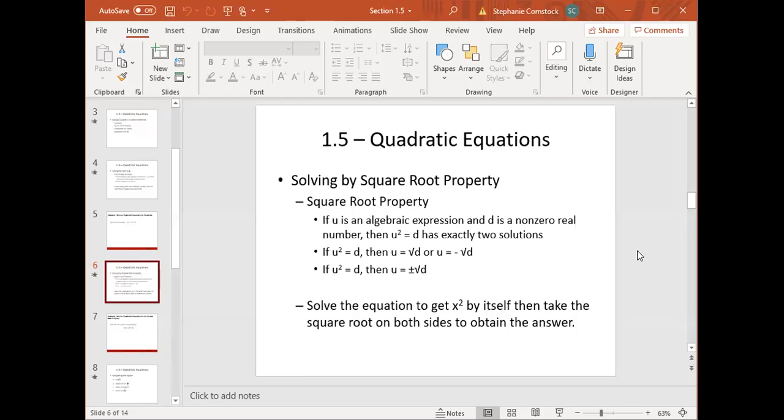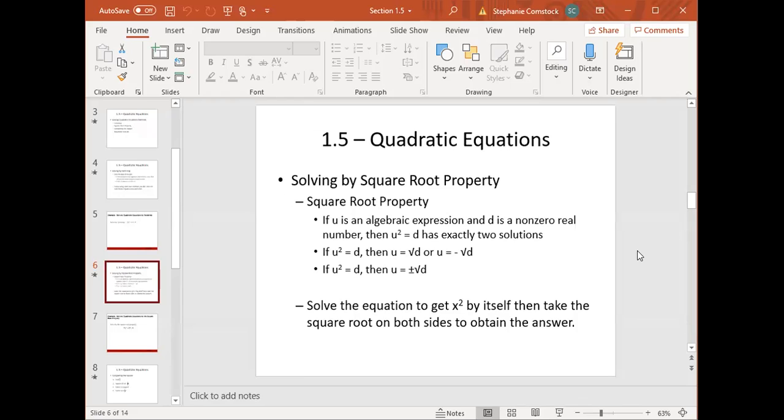Hi guys. Okay, so this one is going to be our section 1.5. We're going to look at the square root property this time. And so basically the square root property hinges on this idea that if I have something squared equals a value, then I need to take square root on both sides.